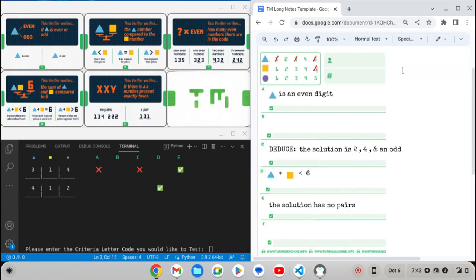Because if you add 5 to either the 2 or 4 in triangle, that's already going to be a sum that's greater than 6. And yeah, it's very interesting. So let's see. Yeah, I think now that we've confirmed this, can we just cross out all the evens?